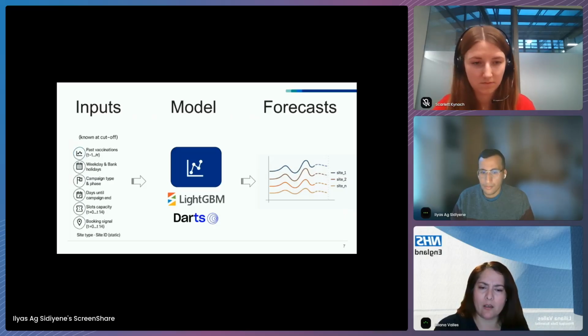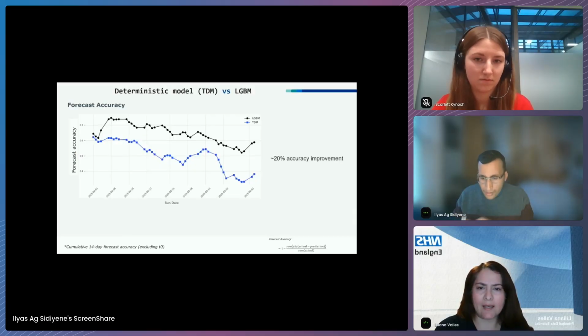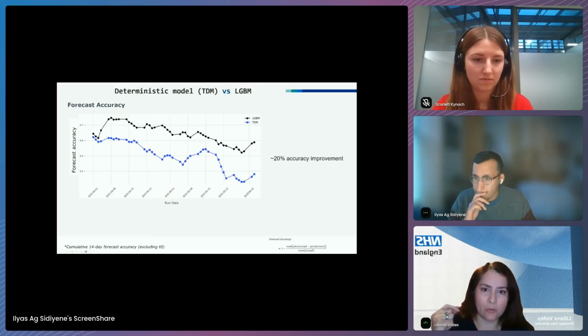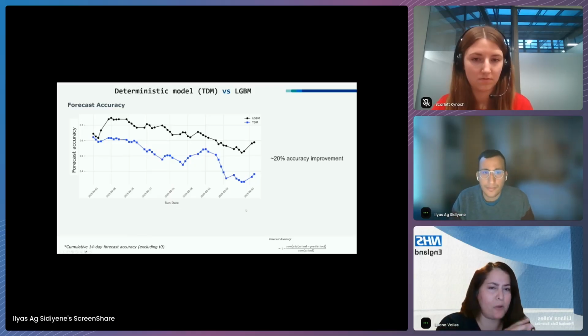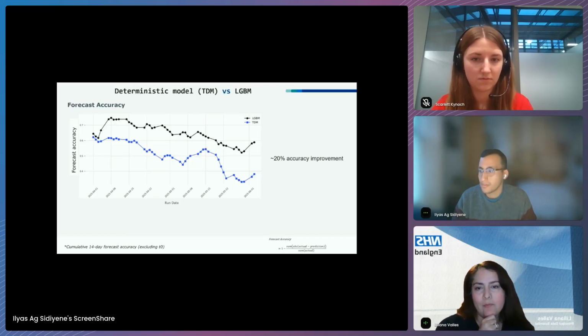If we go to the next one, please. We validated the model on the spring 2021 campaign, and most importantly, we compared our modeling with the TDM, the current deterministic approach that Ilias mentioned, used to place orders, which appears on the plot as the blue line. The black line over there shows the improved accuracy of about 20% that LightGBM brought.